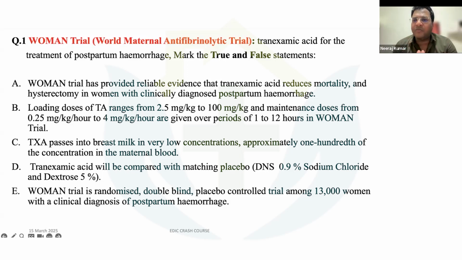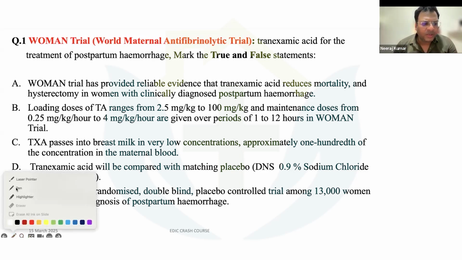You have to mark the true and false statements. First, this WOMAN trial has provided reliable evidence that tranexamic acid reduces mortality and hysterectomy in women with clinically diagnosed postpartum hemorrhage. Second, the loading dose for tranexamic acid ranges from 2.5 milligram per kg to 100 milligram per kg, and the maintenance dose from 0.25 milligram per kg body weight per hour to 4 milligram per kg body weight per hour, and the duration needs to be 1 to 12 hours.